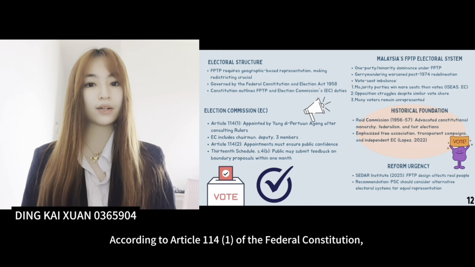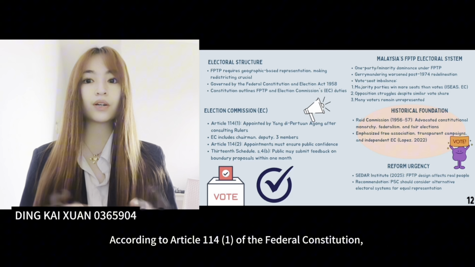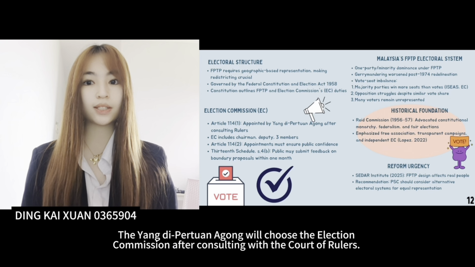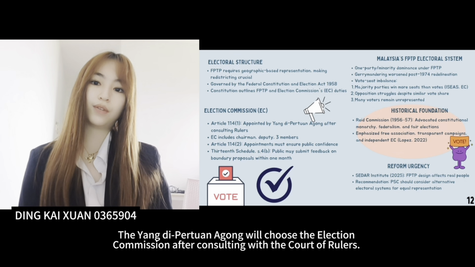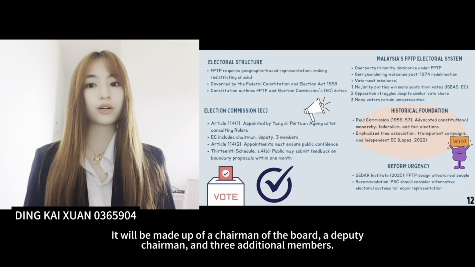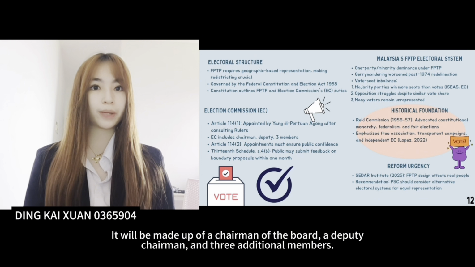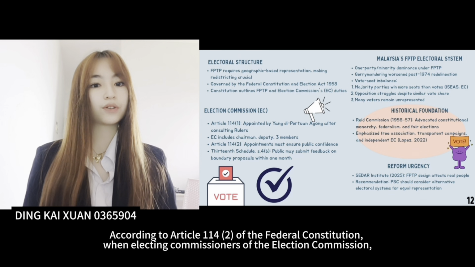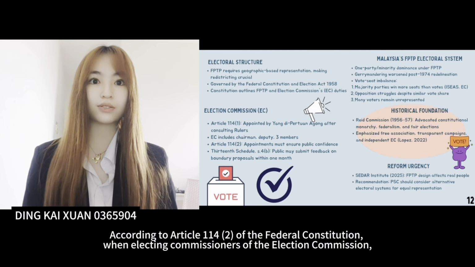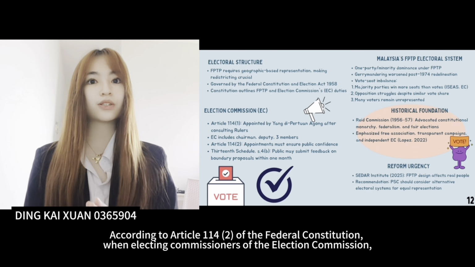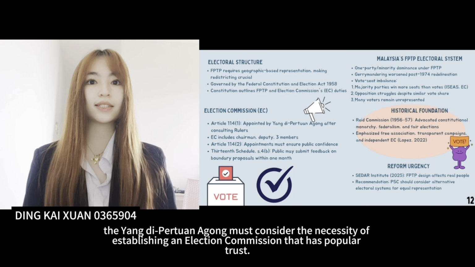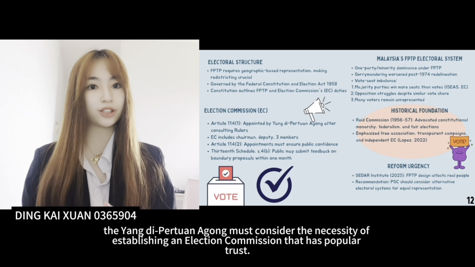According to Article 114 subsection 1 of the Federal Constitution, the Yang di-Pertuan Agong will choose the Election Commission after consulting with the Conference of Rulers. It is made up of a chairman, a deputy chairman, and 3 additional members. When appointing commissioners, the Yang di-Pertuan Agong must consider the necessity of establishing an election commission that has popular trust.